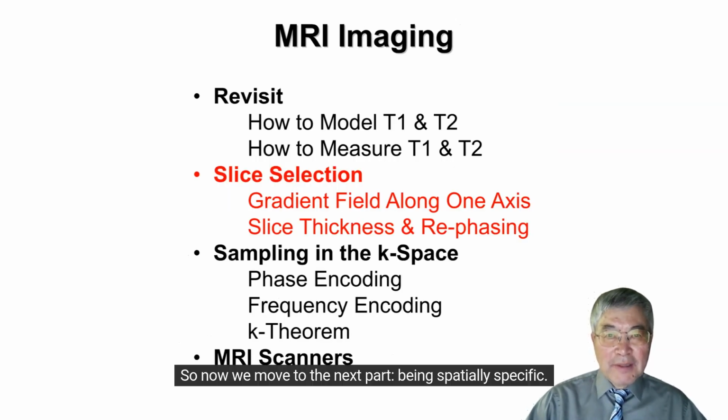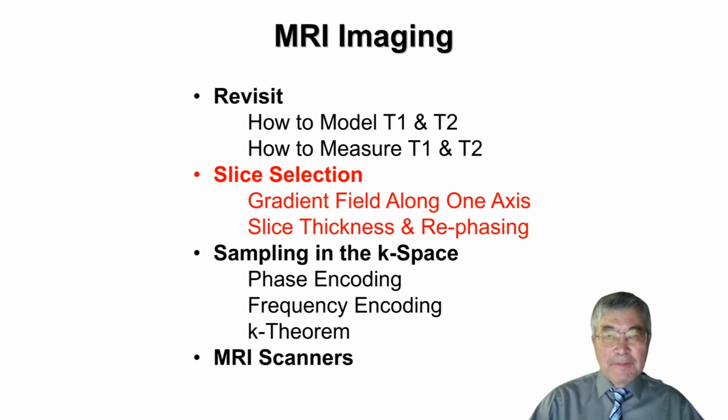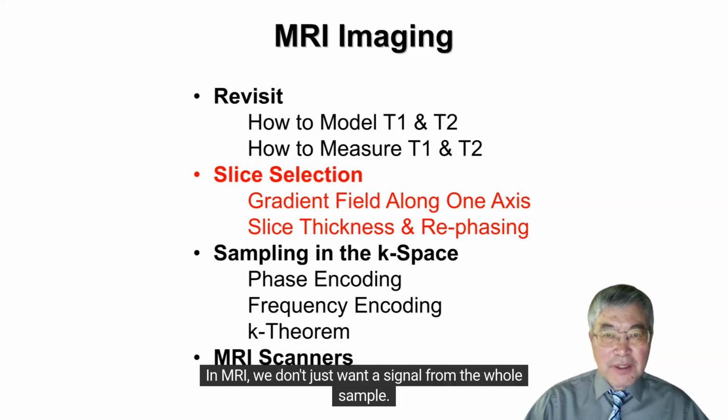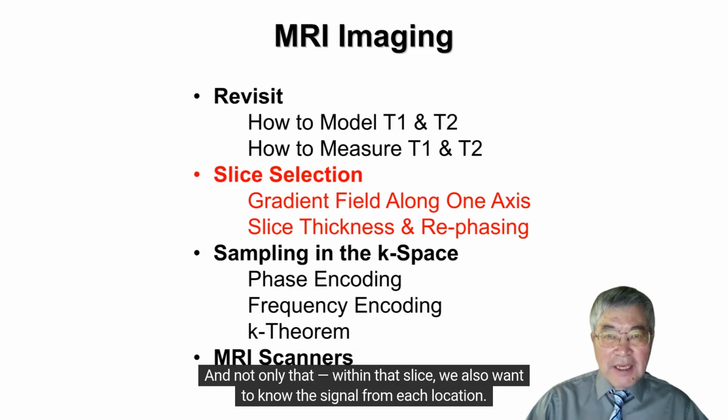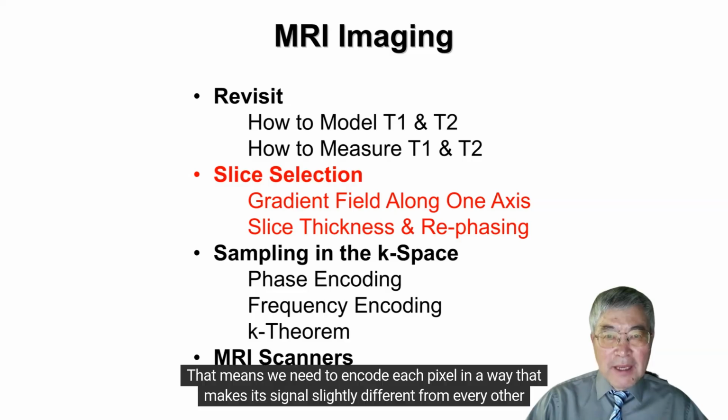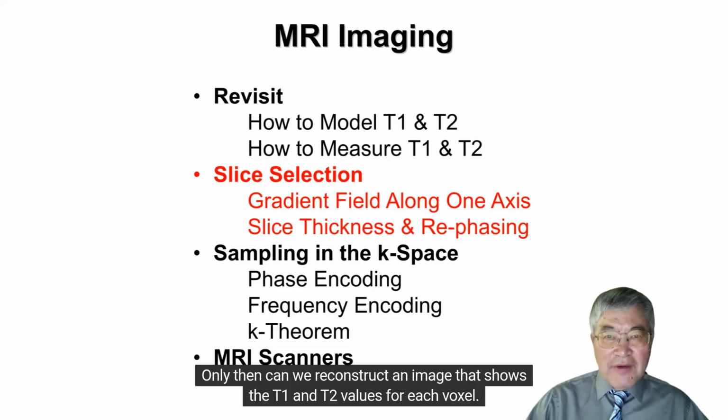So now we move to the next part, being spatially specific. In MRI, we don't just want a signal from the whole sample. We want to isolate a particular slice. Not every layer, but just one slice. And not only that, within that slice, we also want to know the signal from each location. That means we need to encode each pixel in a way that makes its signal slightly different from every other pixel. Only then can we reconstruct an image that shows the T1 and T2 values for each voxel.